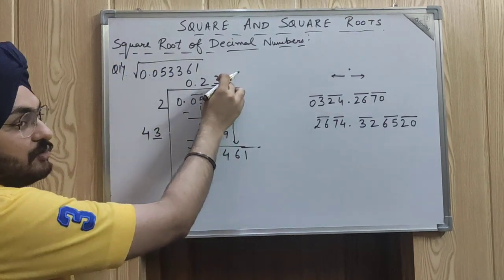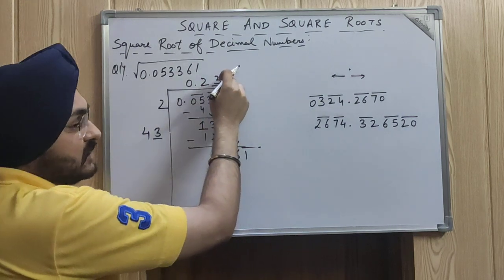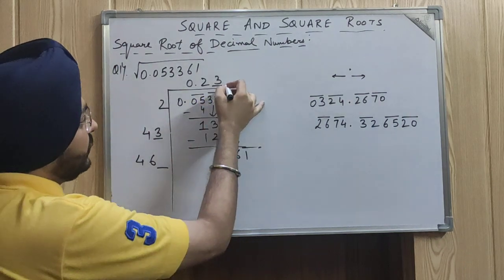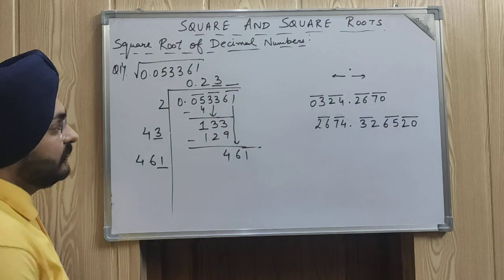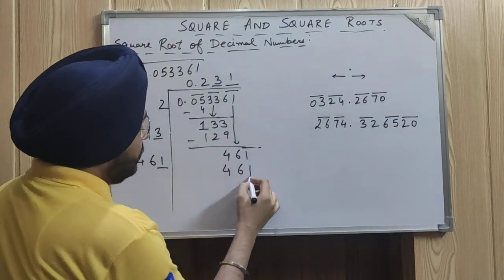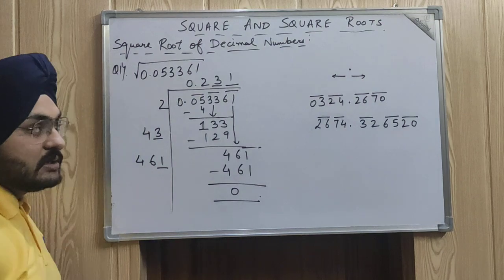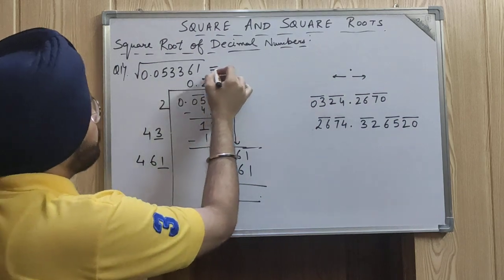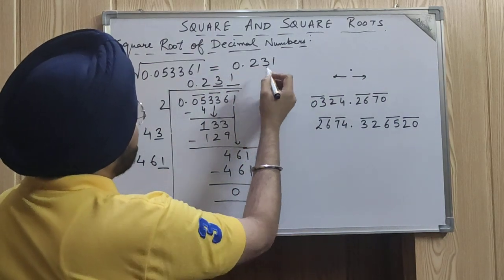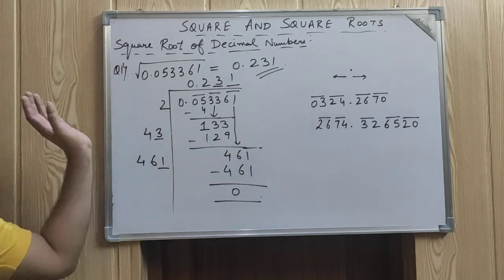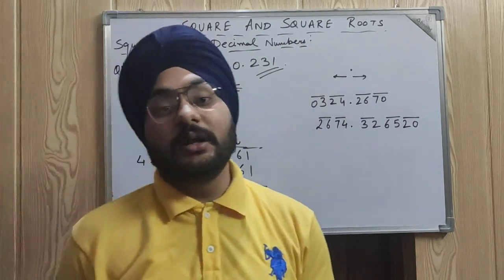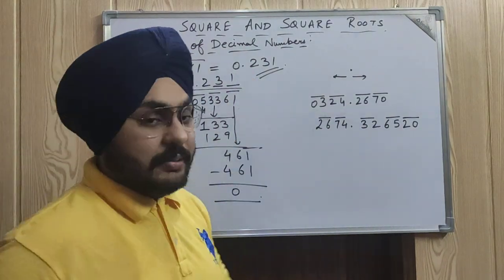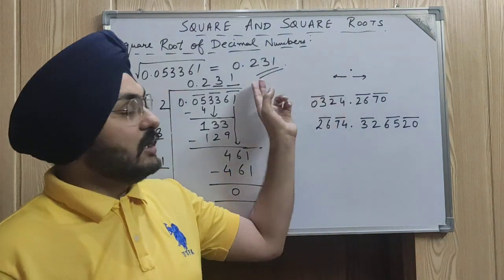So 43 plus 3 will be 46. And the number written here will be multiplied with the same number, so I will write 1. 461 into 1 will become 461, and subtracting we get 0. So I will say the square root of 0.053361 is equal to 0.231. In this way we have to find the square root of a decimal number. Again the remainder is 0, so I will say this one is a perfect square.